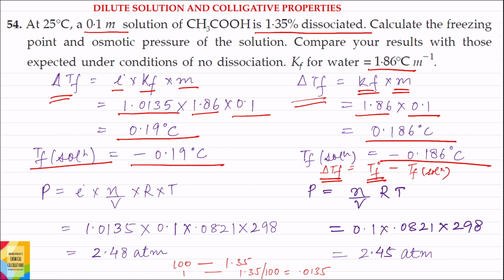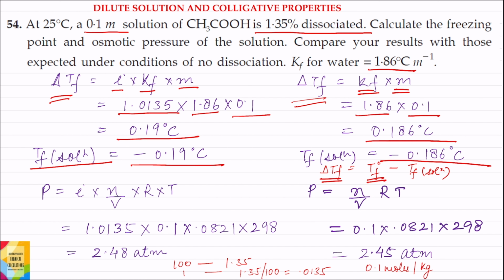and freezing point of solution will be equal to minus 0.19 degree centigrade. Similarly, osmotic pressure of the solution for no dissociation will be equal to n by V, that is number of moles divided by volume of solution, into R into T. Now since density of water is 1 kg per liter and molality of the solution is 0.1 m, that means 0.1 moles per kg of the solvent.